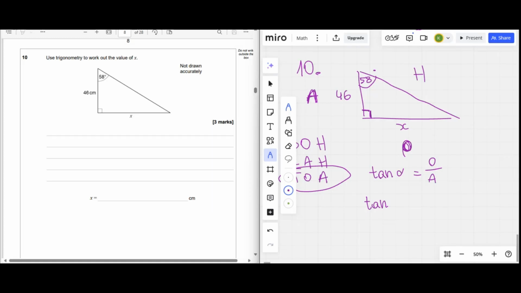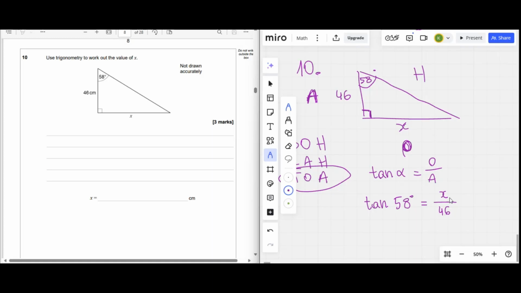58, yeah, but instead of x, let's put alpha for indicating that angle, because x is a length of this side. So we don't want to use the exact letters for different things. Okay, so tangent 58 is being x divided by 46.